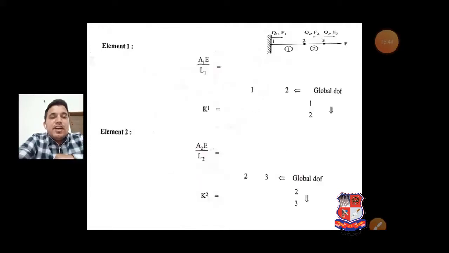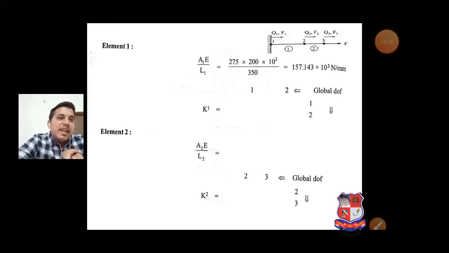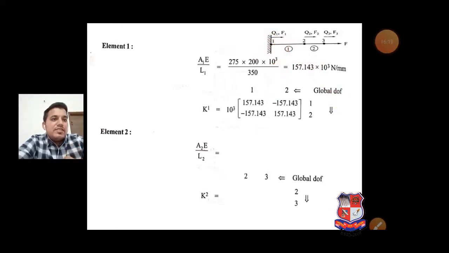Now first we have to find K1 and K2 as per the previous example. For element number 1 we have to find E1 A1 over L1, but here we can directly write E because the materials of both are the same. So we put the values in AE over L, and we get the value 157.143 into 10 raised to 3 Newton per mm. This is the final value for K1.